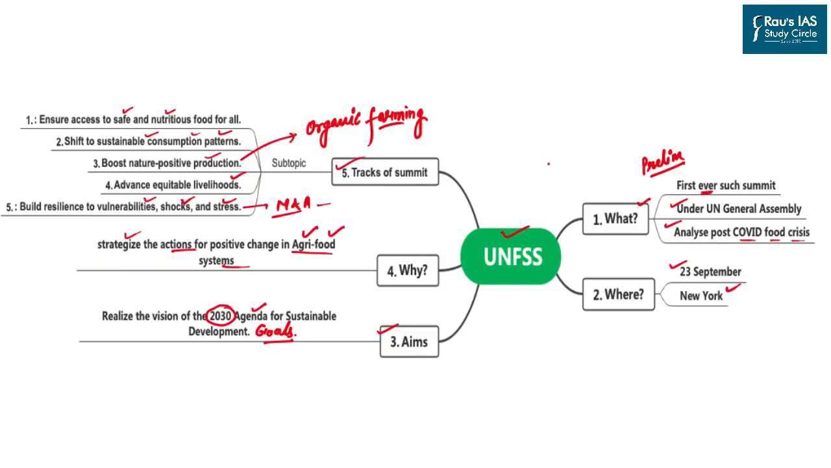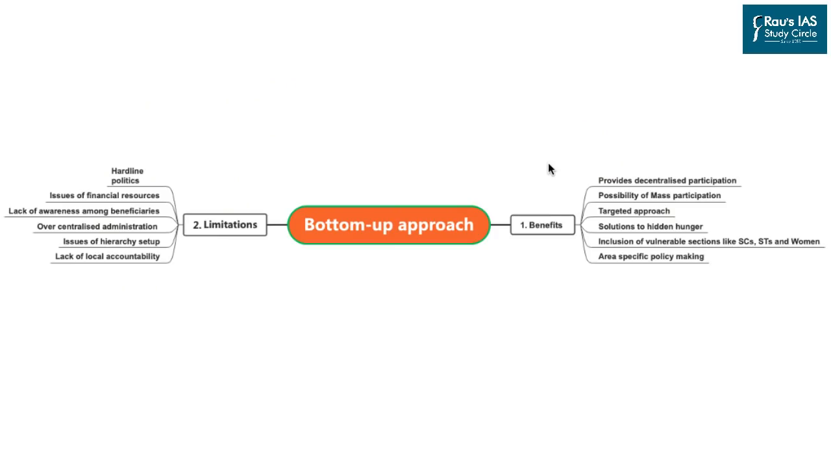Now, after discussing all these points, let us move towards the bottom-up approach, which this article is explicitly talking about. Authors or the writers have provided that bottom-up approach should be used in order to secure food safety and food security in India and abroad. Now, let us look into what are the benefits and what are the limitations of bottom-up approach as per this article and as per our understanding.